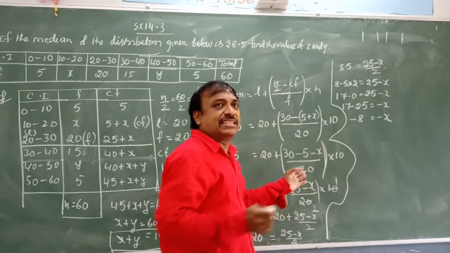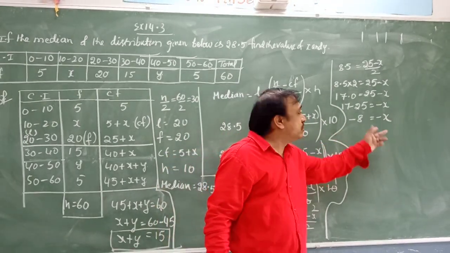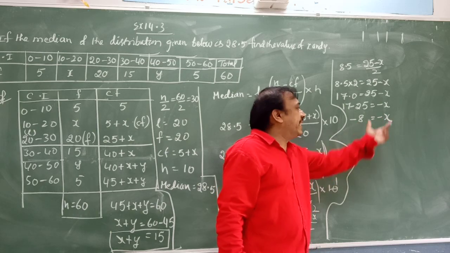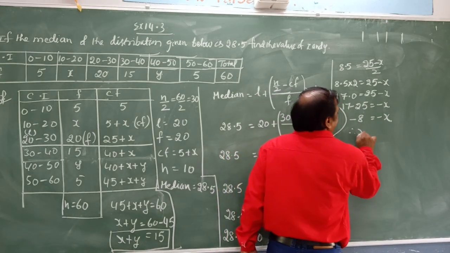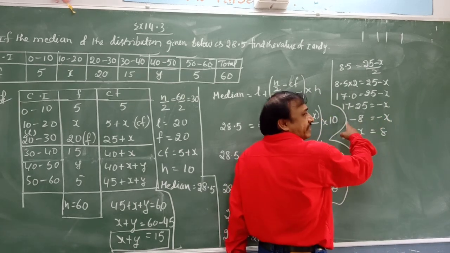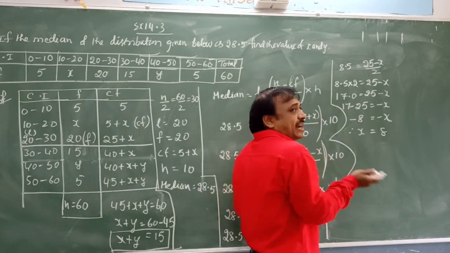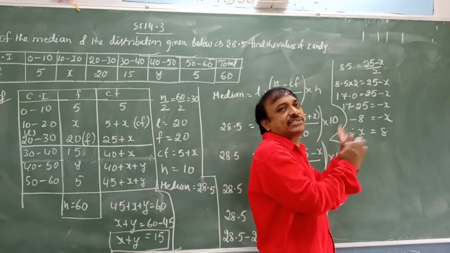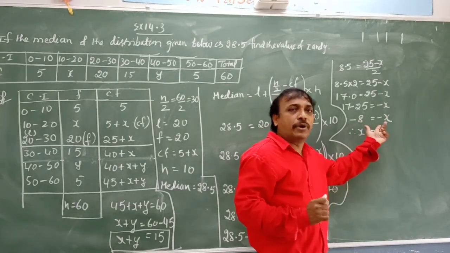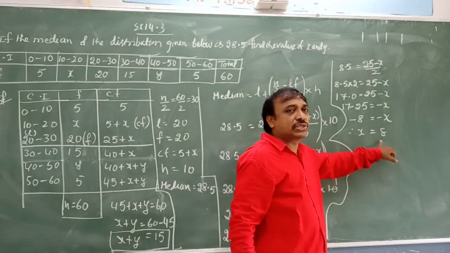Both are negative integers with an equal sign, so we can cancel the negative. Then we get, therefore, x is equal to 8. We are just removing the minus. If you interchange LHS to RHS, the signs will become positive. So x is equal to 8.